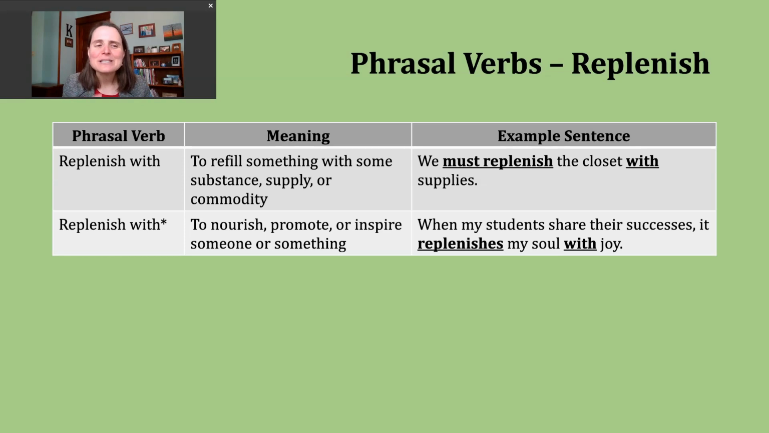So many times when you see this second usage for replenish with, it usually has this rather positive meaning. We might be talking about something you can't necessarily see or things you can't necessarily touch. But many times you might see things about replenishing energy, right? Kind of nourishing, promoting, sort of restoring that, as well as other emotions. That's going to be my example here. When my students share their successes, it replenishes my soul with joy. Okay?